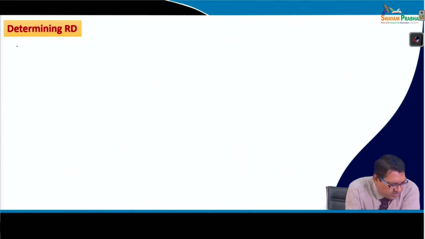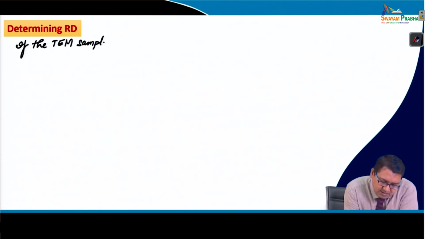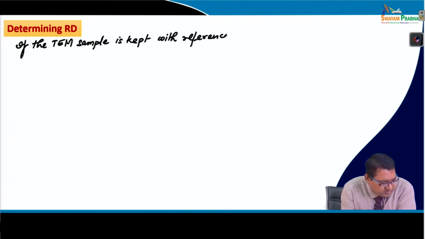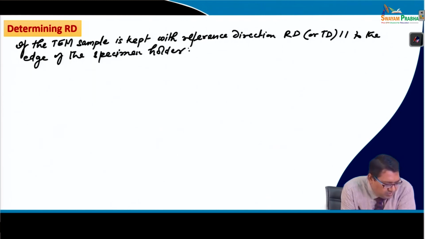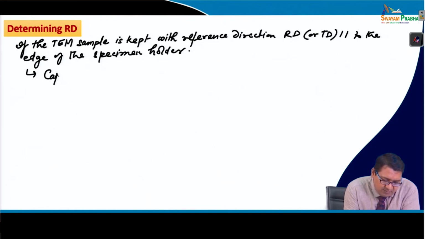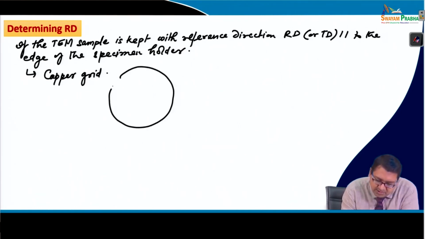So let me write it down: if the TEM sample is kept in such a way that a reference direction, RD or TD, is parallel to the edge of the specimen holder. We know that in case of TEM, the specimen holder is something like a copper grid, right? It looks something like this. Let me try to draw it, something like this.